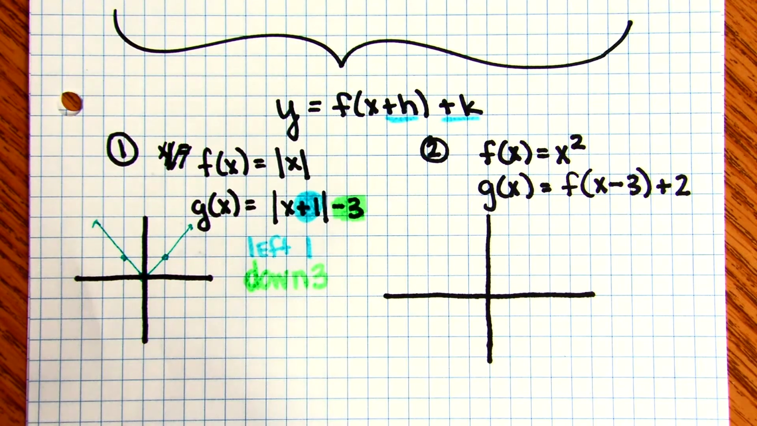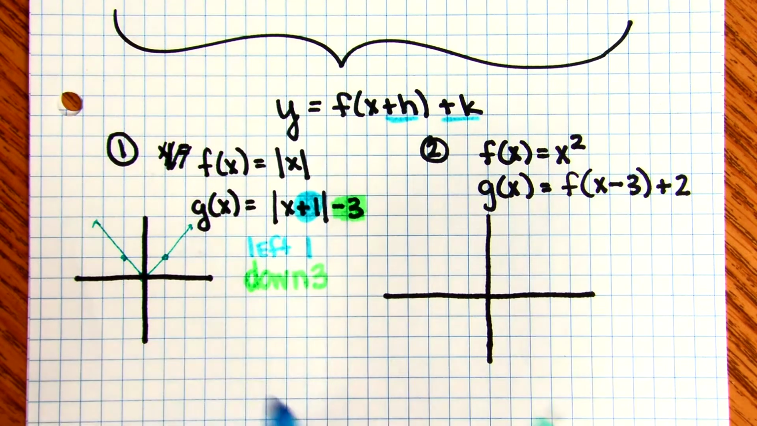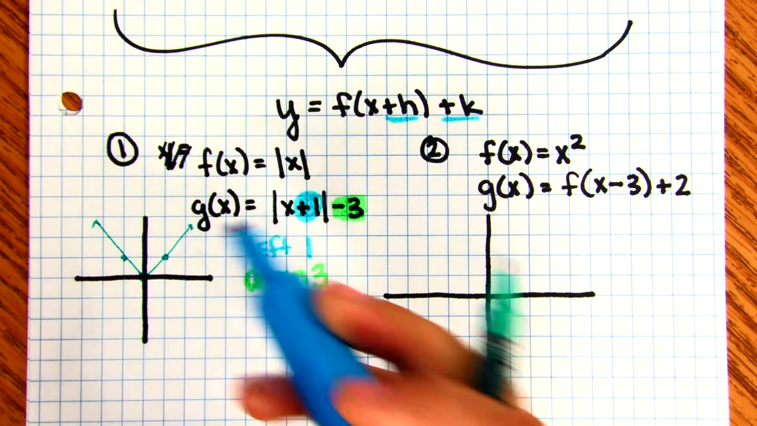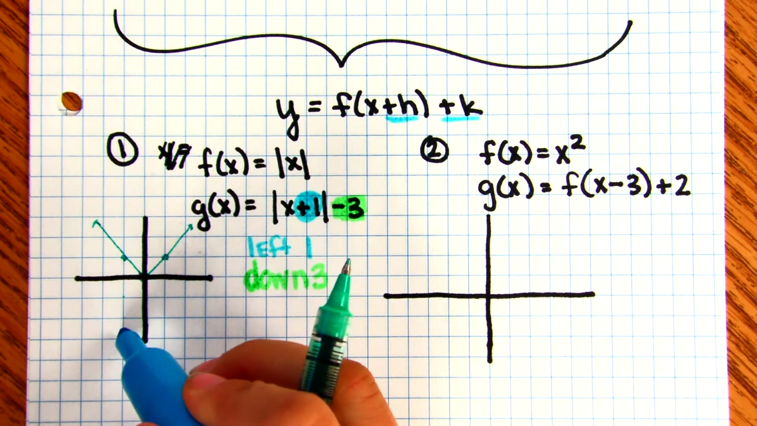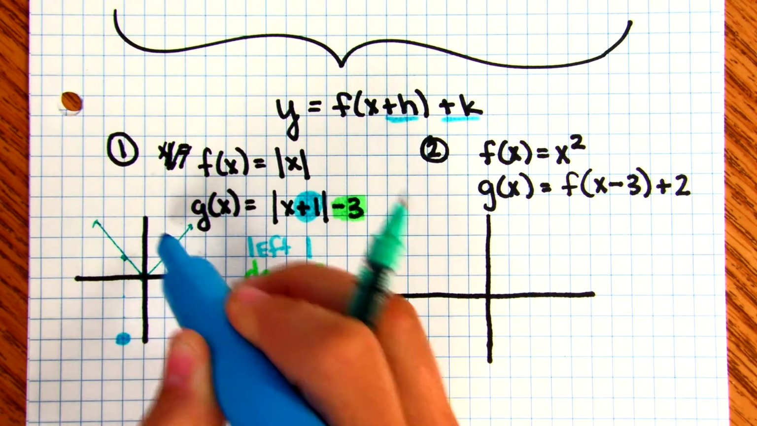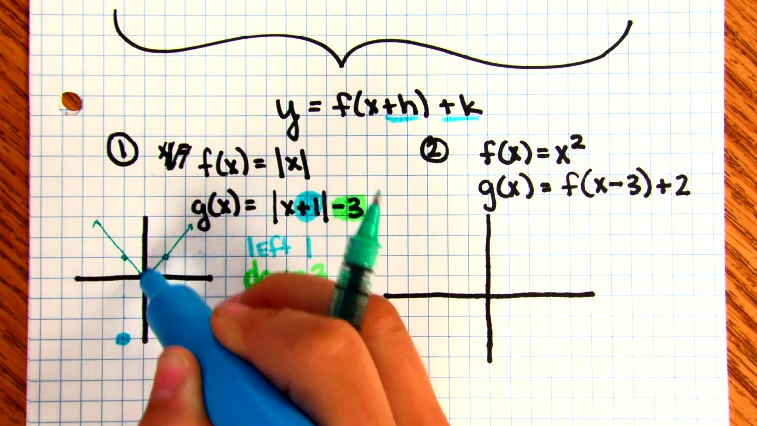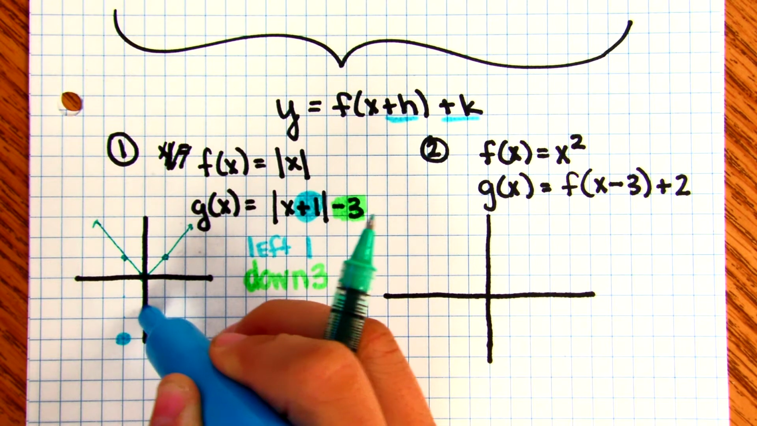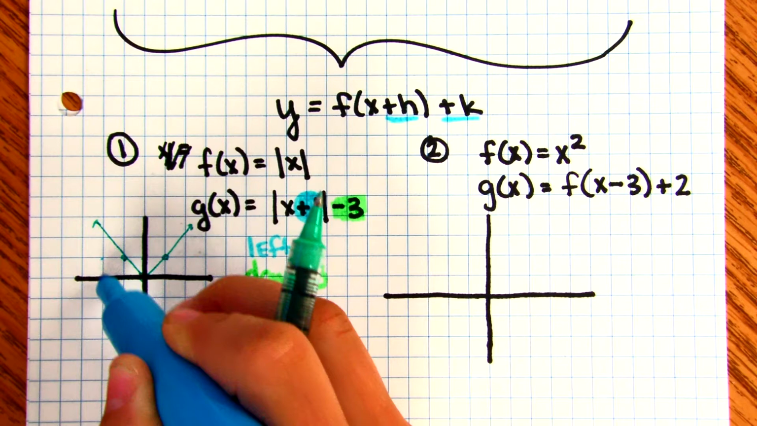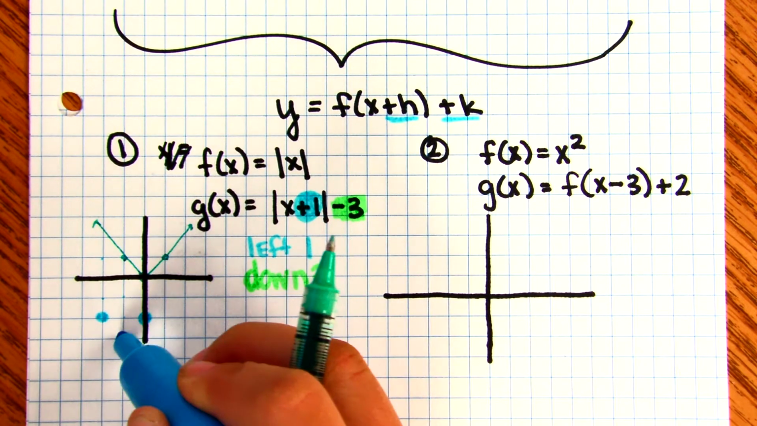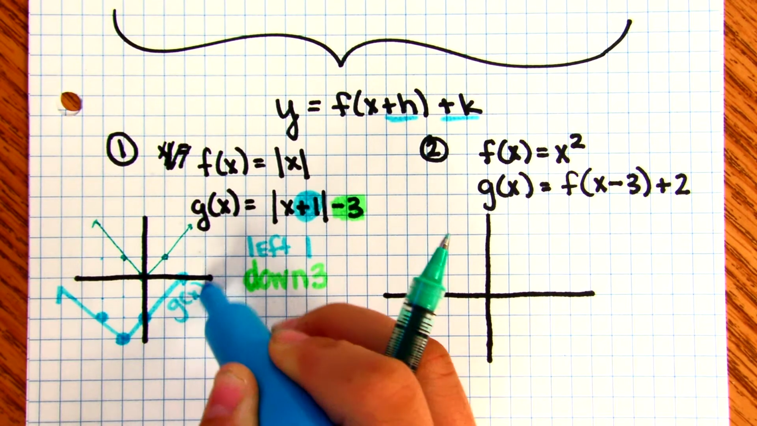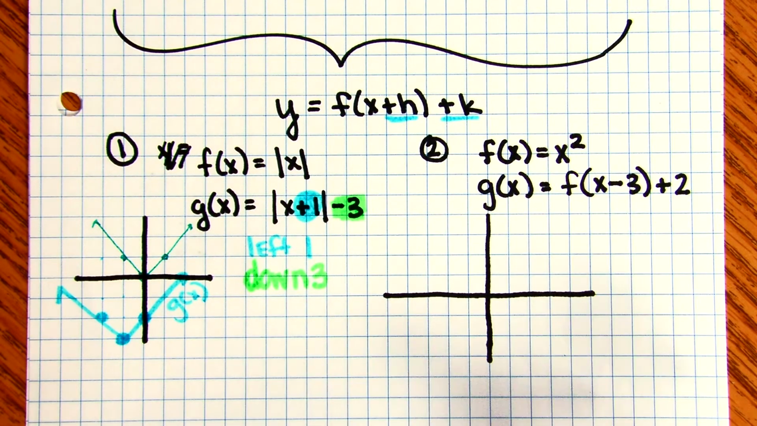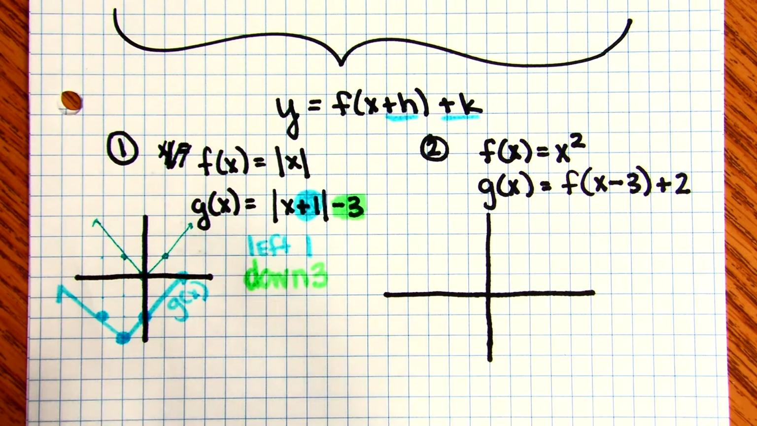So I'm going to take each point. I'll start with, say, this one, the origin, and I'll move it left 1 unit, down 3 units. Plot that point. This point, left 1 unit, down 3 units. This point, left 1 unit, down 3 units. So this would have 2 translations. Let's do one more example.